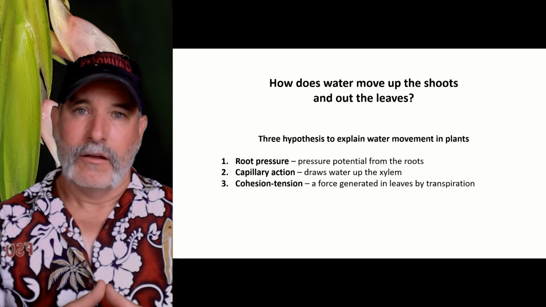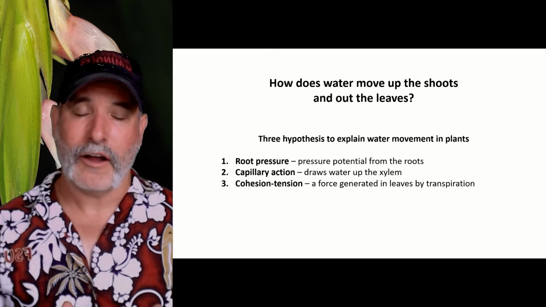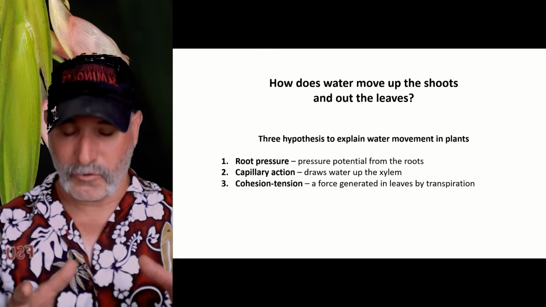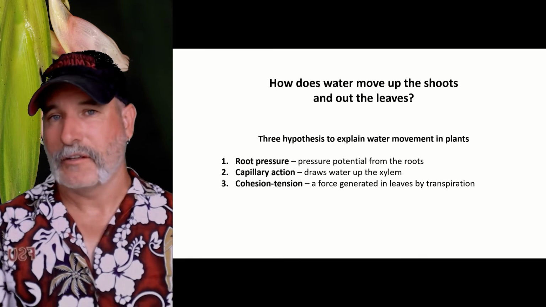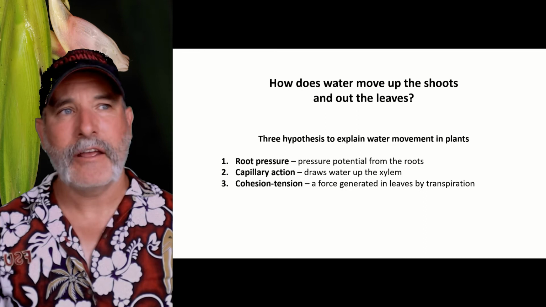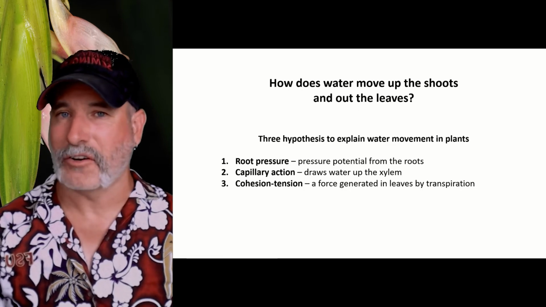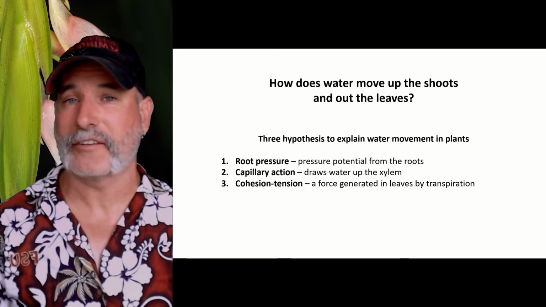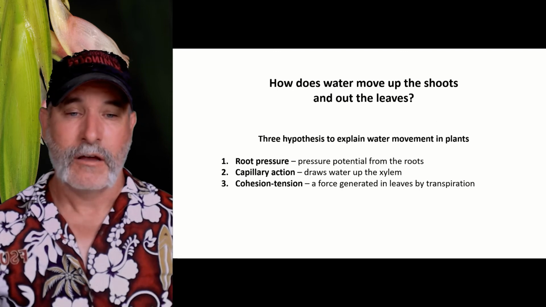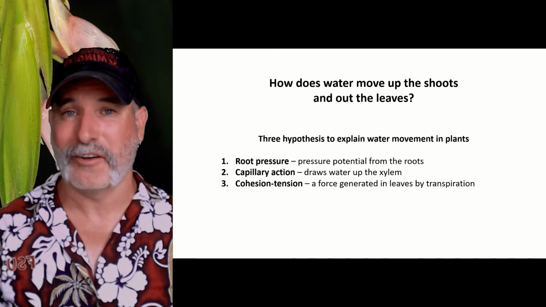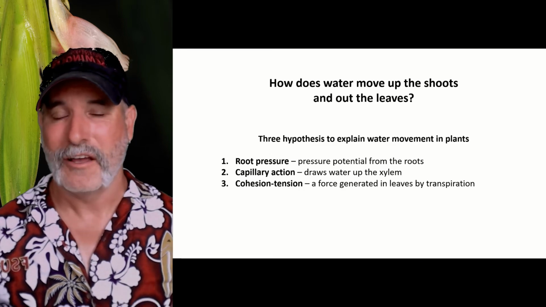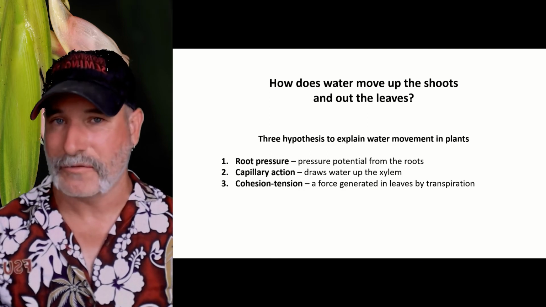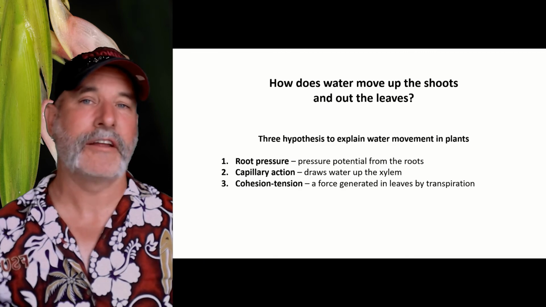Now, how else can plants move water? Well, as we go from the roots up to the leaves, there are several different theories to explain this. And it may not be that just one of these is correct. It could be that one is mostly correct under some circumstances. The other one is most correct under other circumstances. And there's a combination of all three of these. So they're not mutually exclusive, and they may be working together.